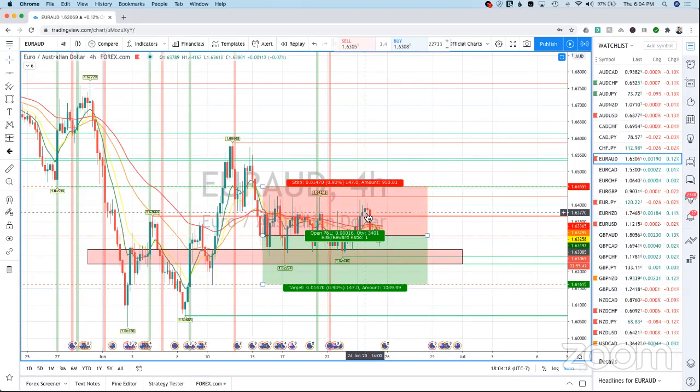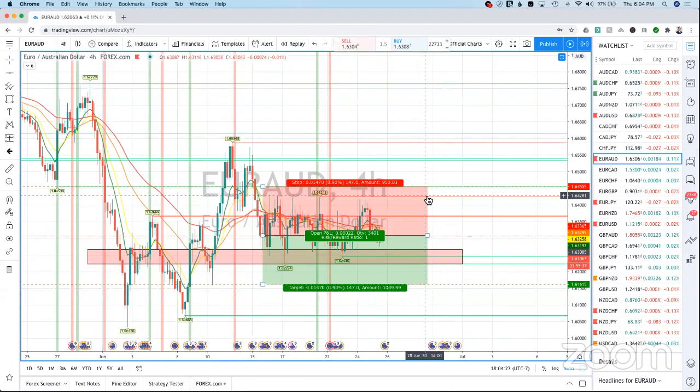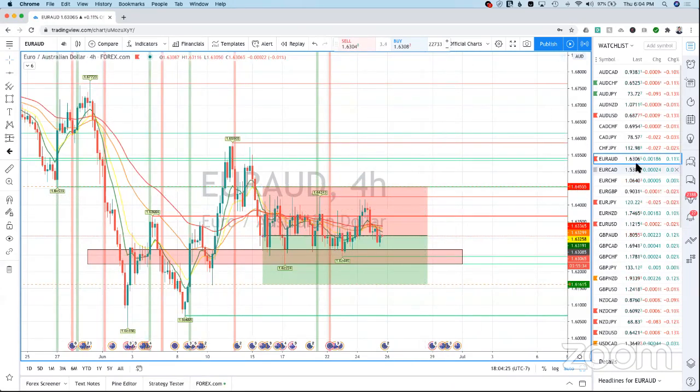It's at entry right now. So as it moves down further, I would get out of it, because if you're holding it that long, a lot of stuff can happen over 2 weekends.